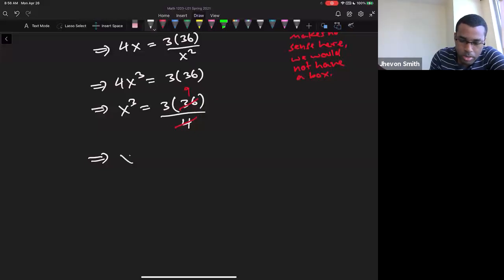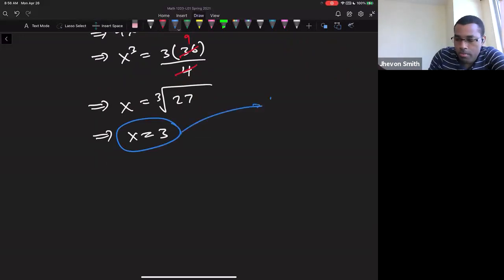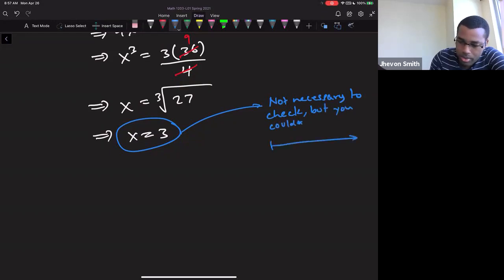Okay, so then this would be x equals the cube root. Well, that would leave you with 27, which means that x is equal to 3. Now that's the only answer, so we know that's going to be the answer. Not necessary to check, but you could technically, right? So you have 0 and you have 3, and you'll see that this is a minimum.